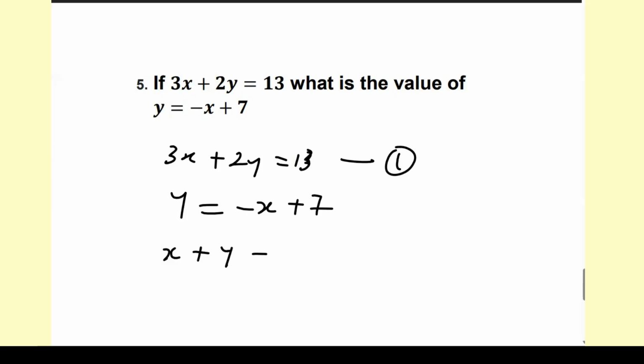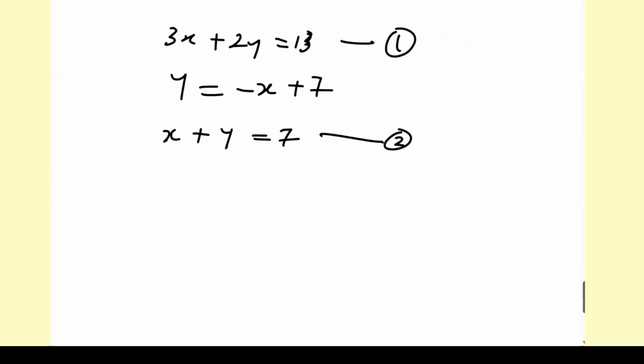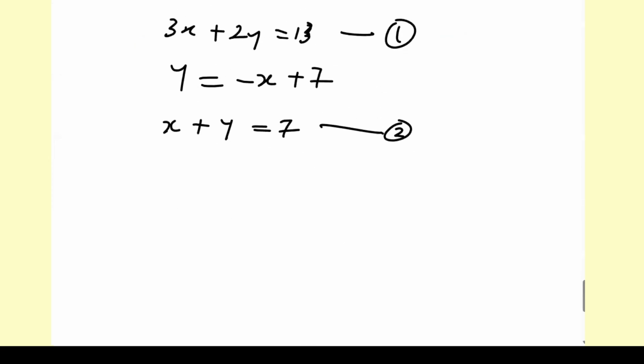So y equal to minus x plus 7. Let's call this the second equation, which is equation 2. Since we have that as the second equation, you can also use it directly like this. So let's just use this directly. We have 3x plus 2. Now, instead of writing y here, we replace y with this entire value. So we have minus x plus 7 close bracket equal to 13.